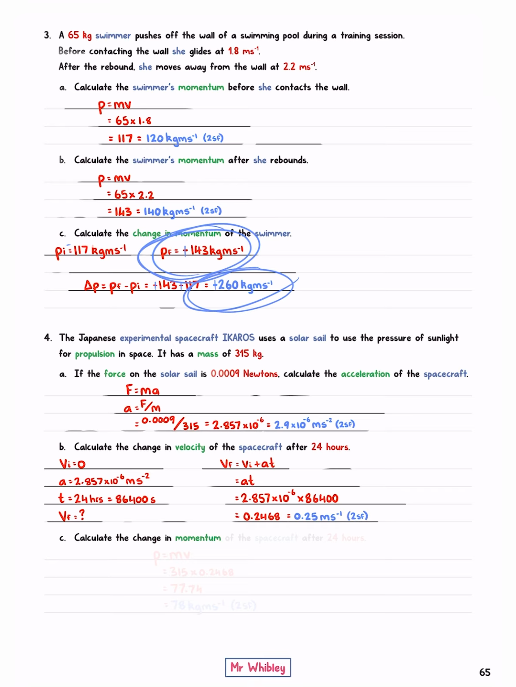Calculate the change in momentum of the spacecraft after 24 hours. We know that momentum is mass times velocity. We know the mass and we know the change in velocity, which gives us 77.74 or 78 kilogram meters per second to two significant figures.